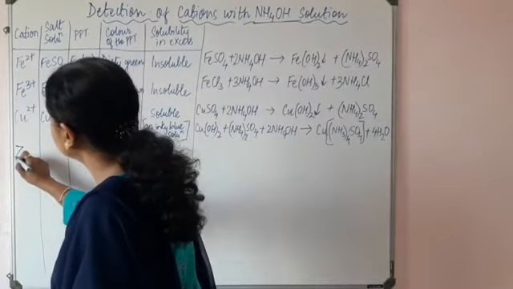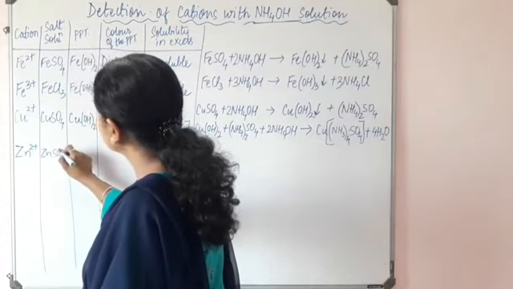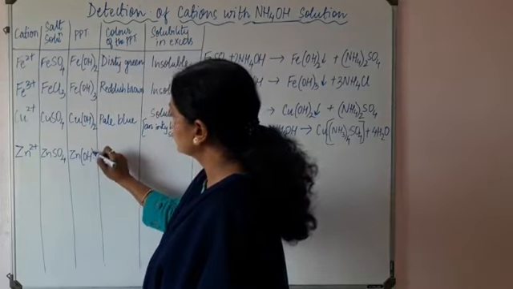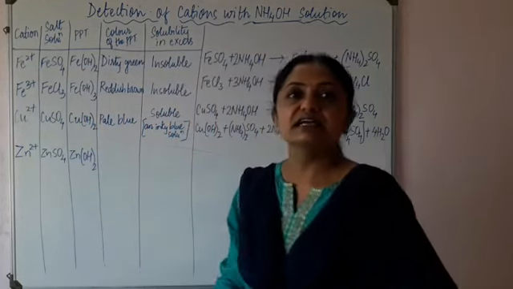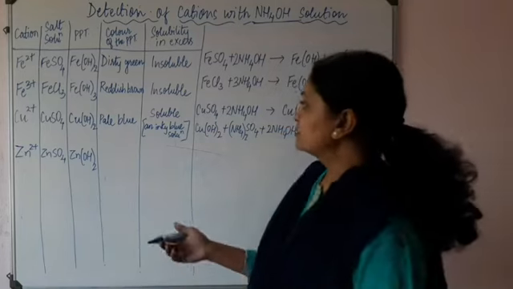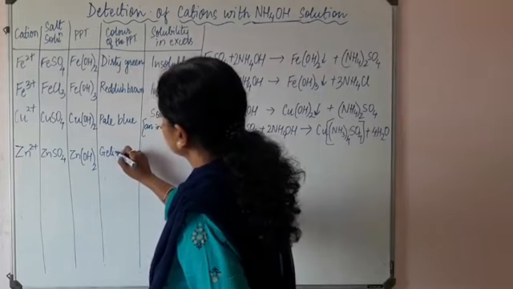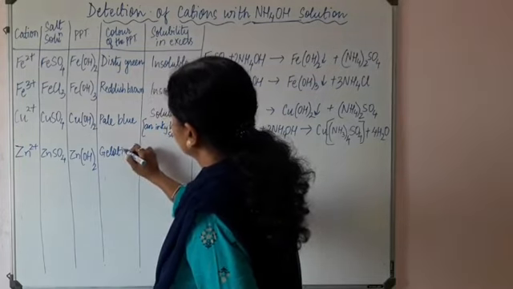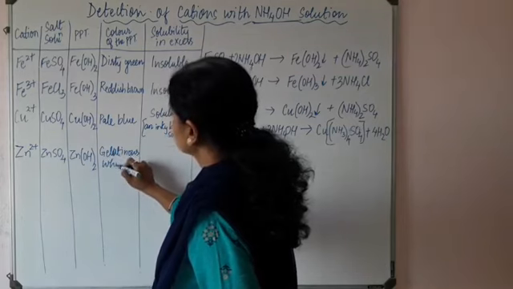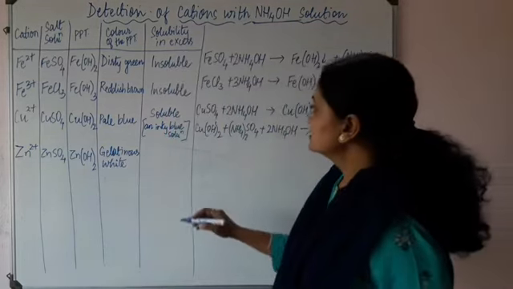Next is zinc. Now if we take zinc sulfate, here we are getting zinc hydroxide. Now zinc hydroxide is a white precipitate, a gelatinous white precipitate. So let me write here gelatinous white PPT you are getting.